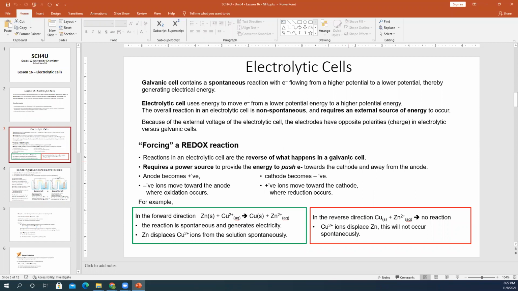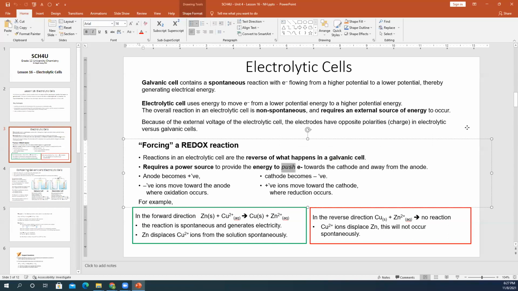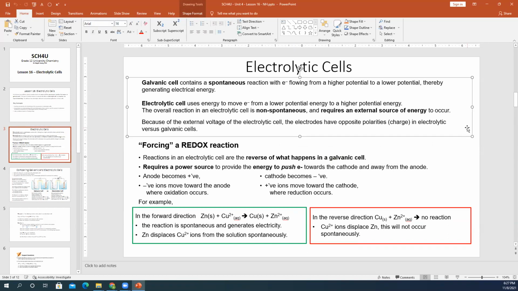And so therefore they require a power source to provide energy to really push electrons towards the cathode and away from the anode. And in this case, in the electrolytic cell, the anode then becomes positive and the cathode becomes negative. And the negative ions move towards the anode where it's positive and where oxidation occurs. And the positive ions now move towards the cathode where reduction occurs.